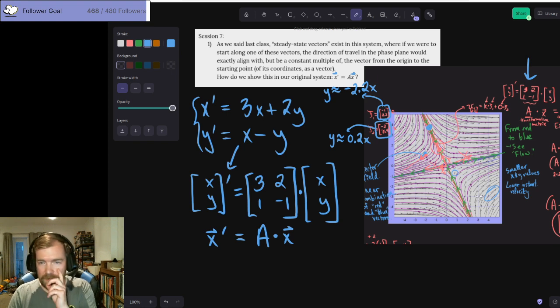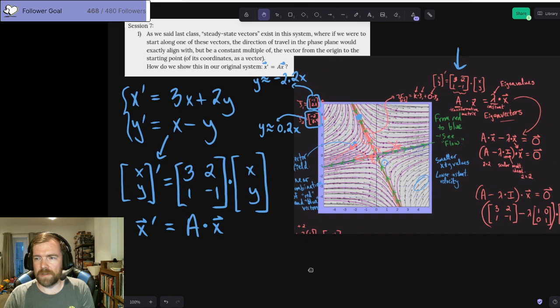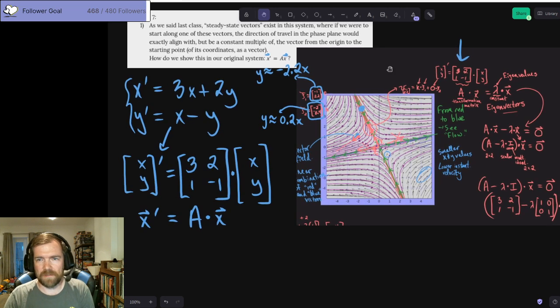All right, so we said from here, our original system x vector prime is equal to A times x vector. That is going to represent our system, and we want to know where these particular steady state vectors are going to be. So how do we go about talking about those steady state vectors?